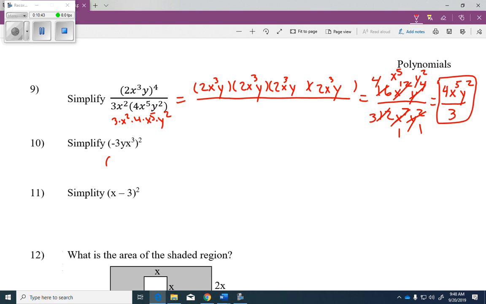Parentheses get written out twice. So this means -3 times y times x to the 3rd times -3 times y times x to the 3rd. Commutative property, -3 times -3 is a +9. Y times y is y squared. X to the 3rd times x to the 3rd is x to the 1, 2, 3, 4, 5, 6.